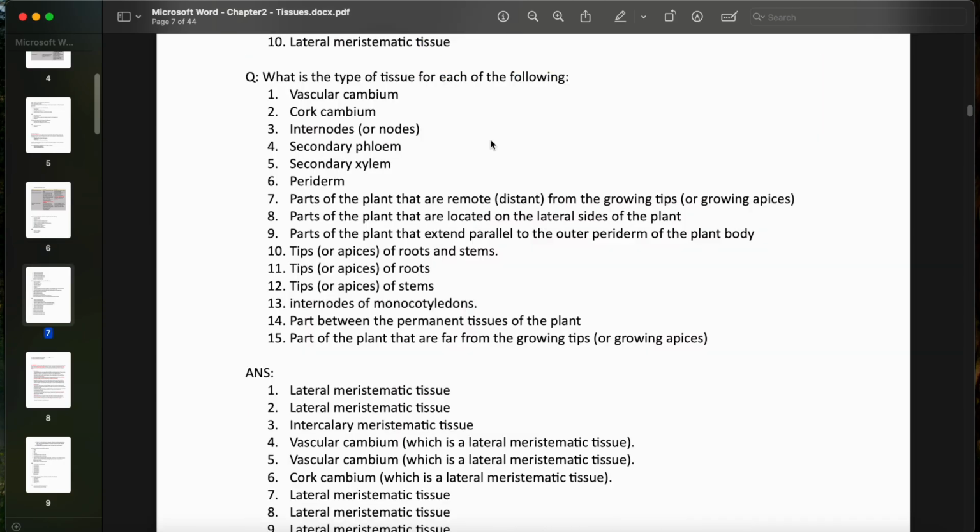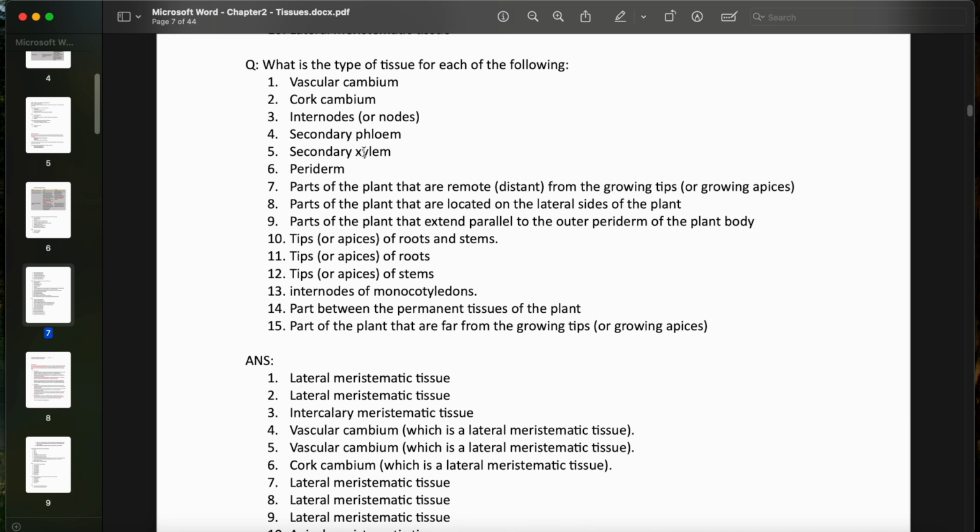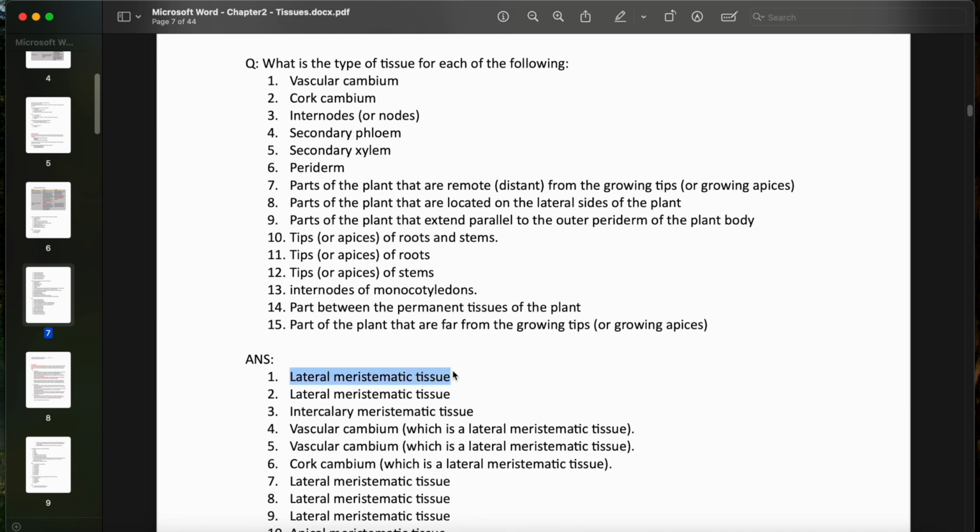Now let's look at this question very carefully. So they will tell you like what is the type of tissue for each of the following. The vascular cambium. Now the type of tissue in the vascular cambium is the lateral meristematic tissue. The type of tissue in the cork cambium, lateral meristematic tissue. Internodes or nodes, this is very important, is the intercalary. Secondary phloem or secondary xylem is the vascular cambium, which is the lateral meristematic tissue. Periderm, the cork cambium, which is the lateral meristematic tissue.